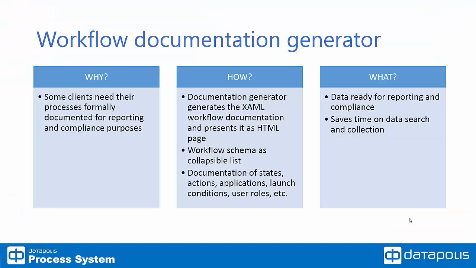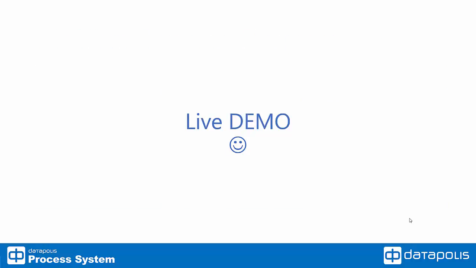Second new feature, workflow documentation generator. This is very important. First of all, why? Some clients need their processes formally documented for reporting and compliance purposes. How can we achieve it? Documentation generator generates the example workflow documentation and presents it as an HTML page. Workflow schema as collapsible lists. Documentation of states, actions, application, launch conditions, user roles, etc. So what has been done and what you receive? Data ready for reporting and compliance. Saves time on data search and collection. Now a live demo of this feature.